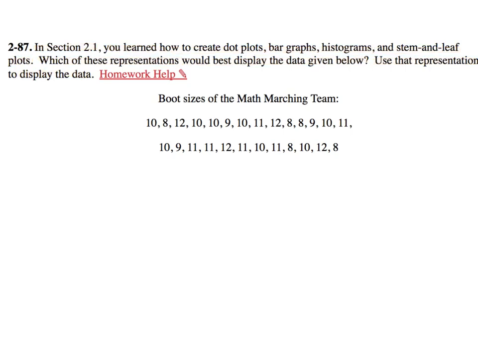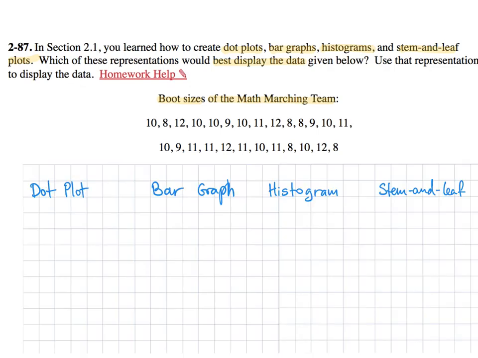So the data we're given is both sizes of the math marching team. We are supposed to come up with the best display of data. We have choices from dot plots, bar graphs, histograms, and stem and leaf plots. So I want to review what each one does, and then you will decide which one you want to use. I'm going to review what a dot plot is first.